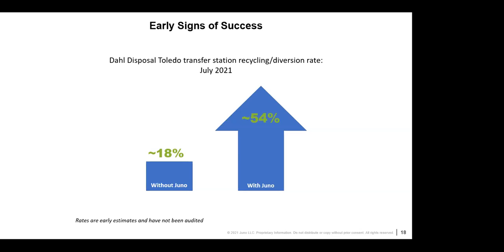We went back and did some analysis of the recovery rate, the diversion rate of the waste that they're bringing to us. This is just a calculation that we made: prior to Juno, they were recycling and diverting approximately 18%. That one is pretty easy to calculate. Through Juno, we've increased their diversion and recycling rate up to 54%. So they probably have one of the highest in Oregon right now from a landfill diversion standpoint. These are not audited; these are internal numbers that we've calculated.